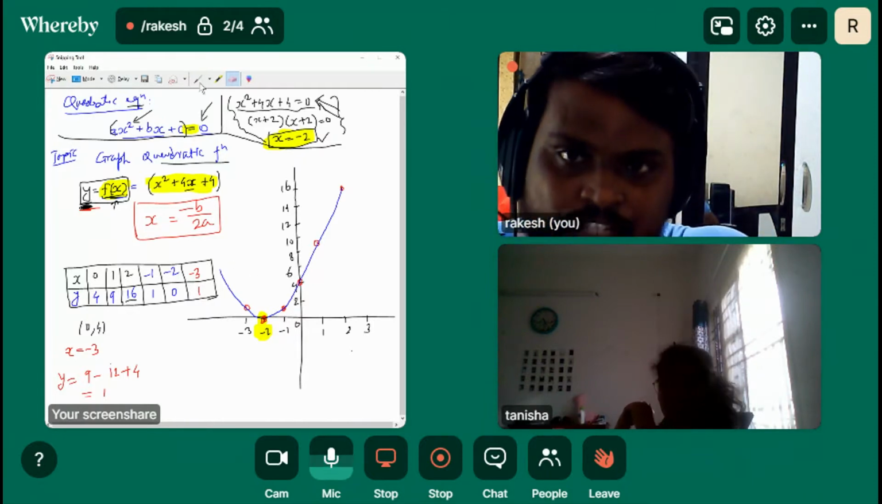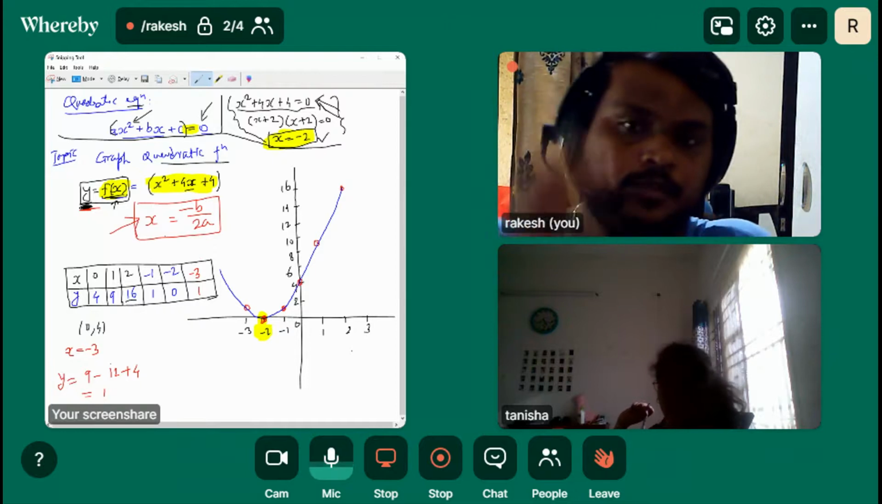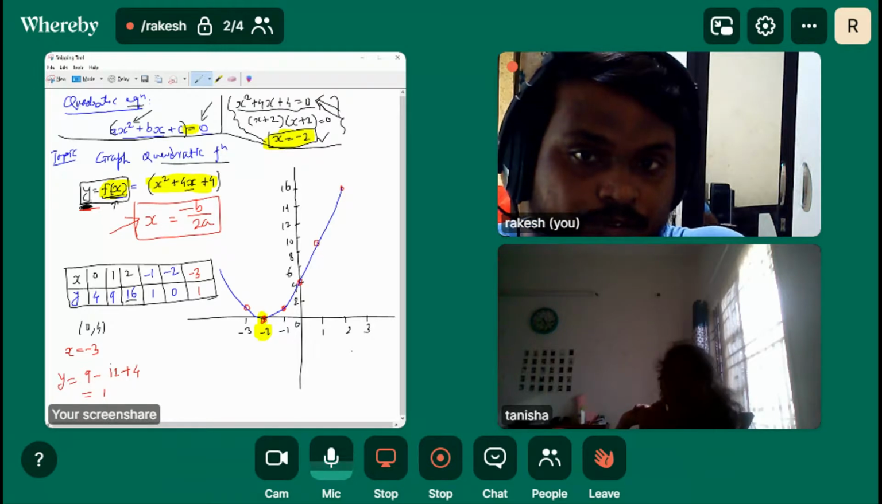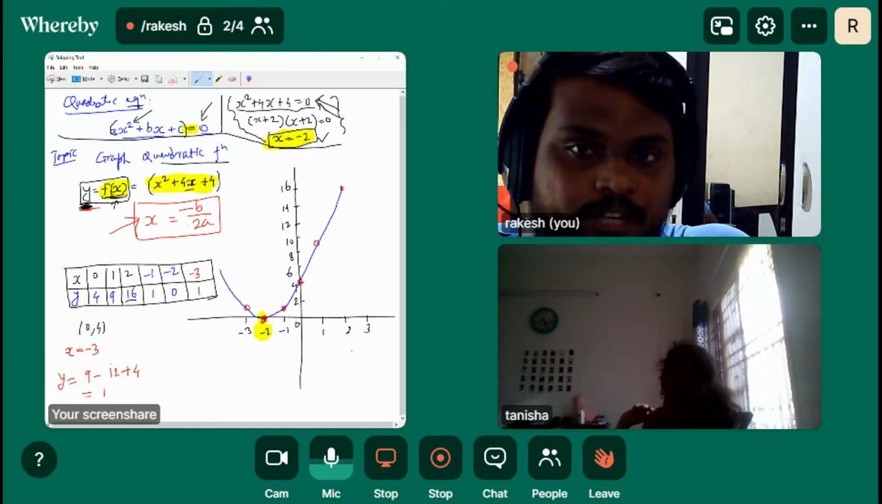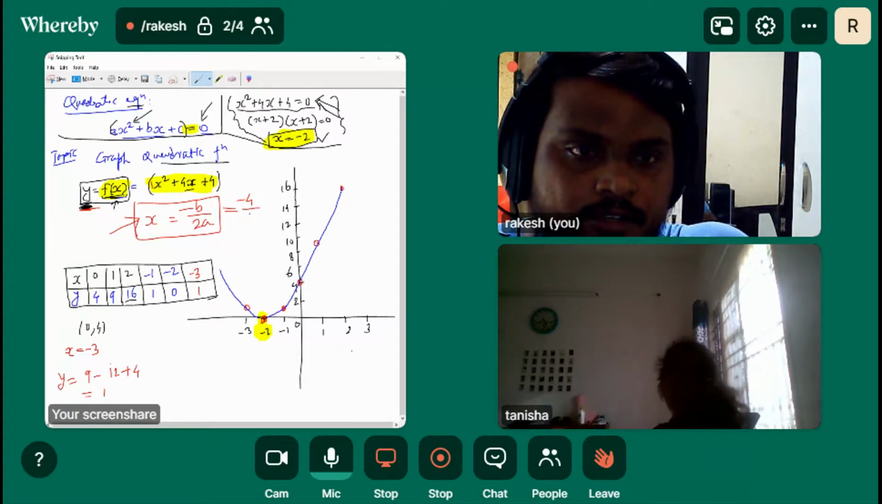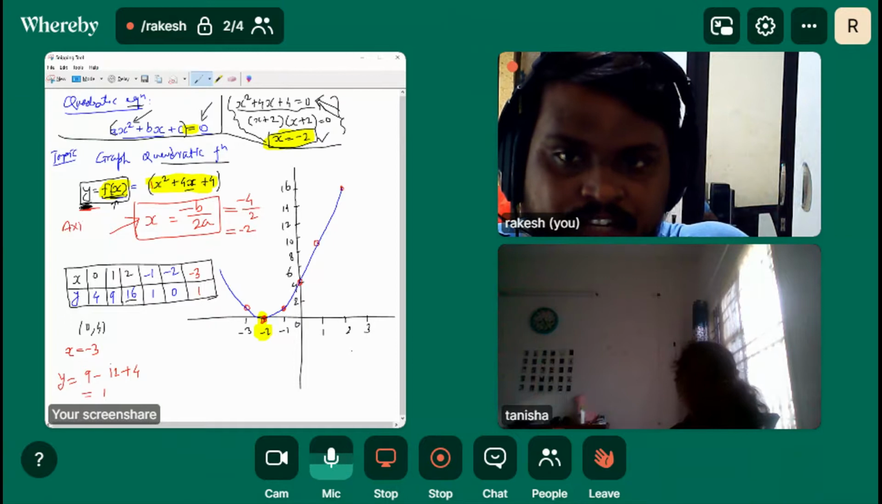Now we are talking about the graph of the quadratic function. There are a lot of ways for drawing a quadratic function. This is one of the ways. If you just find out the axis of symmetry by this formula, x is equal to minus b by 2a. So what would you get here for x is equal to minus b by 2a? Minus 4 upon 2 into, see here the coefficient of x square is 1. Minus 4 by 2, so that would be minus 2.